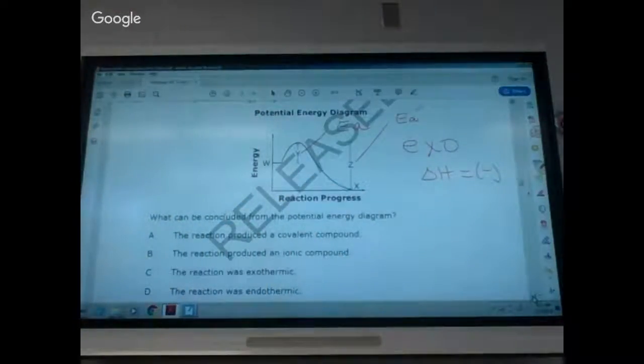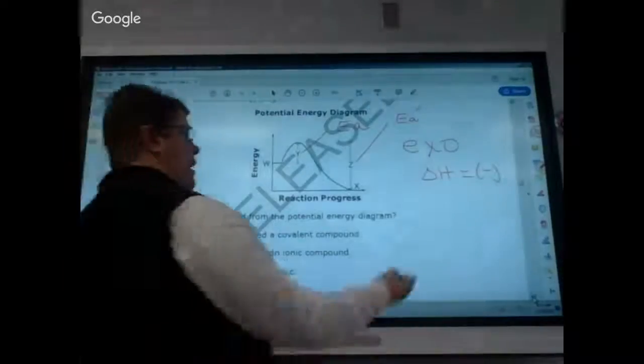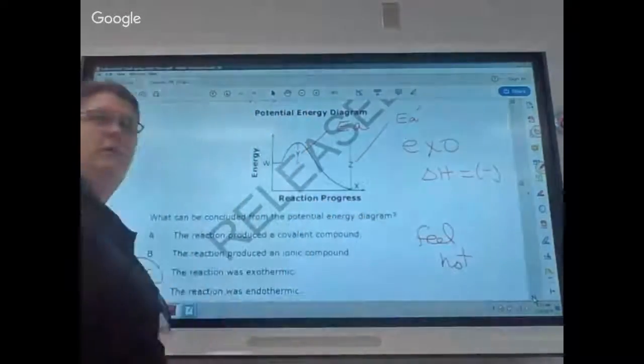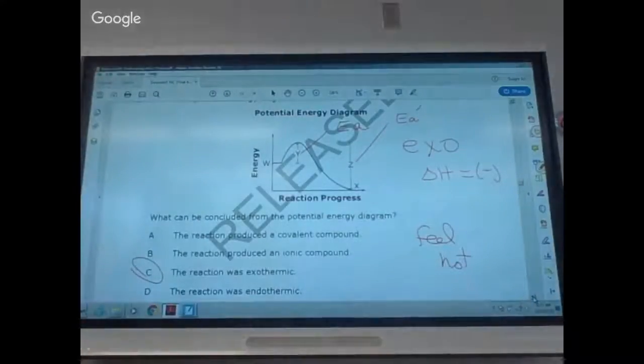Exothermic. Exothermic reactions really give off heat, so they're going to feel hot to the touch. Yes, they'll feel hot to the touch. So if it describes it, it will feel hot.